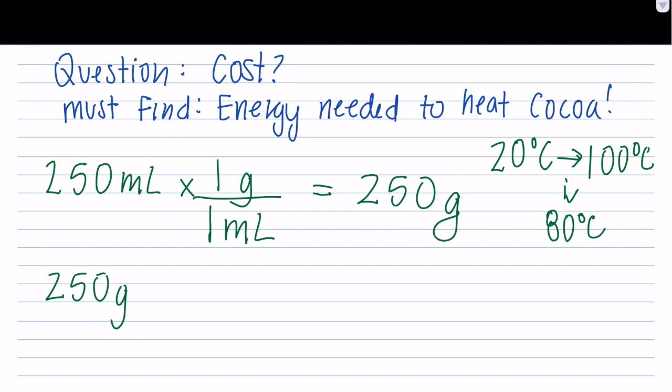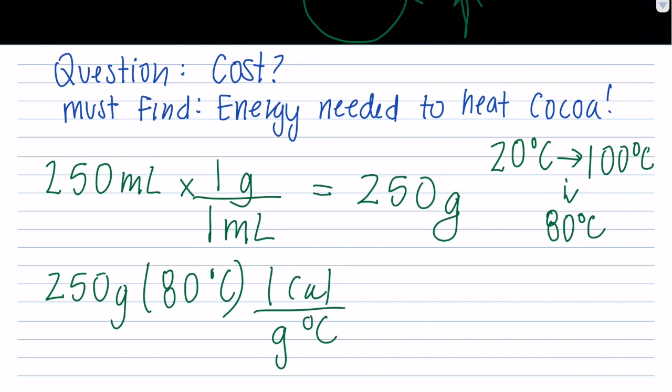So I need to change my 250 grams by 80 degrees. Remember that it takes 1 calorie to change 1 gram 1 degree Celsius. Now I'm changing 250 grams 80 degrees Celsius. And we use our conversion factor of 1 calorie per gram degree Celsius. And if we multiply 250 by 80, we end up with 20,000 calories. That's how many calories of energy we need to heat our water up.